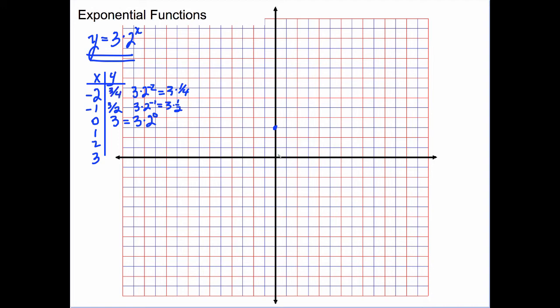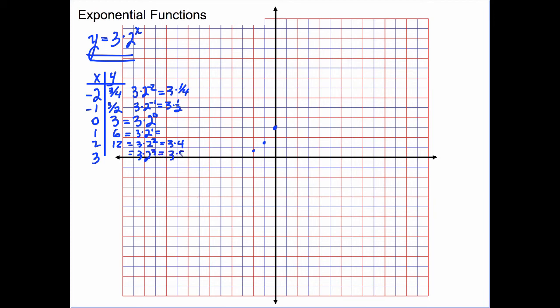So let's graph those 2 points. That'll be negative 2, 3/4, and negative 1, 3/2. Now let's go to the positive side. We have x equals 1, so y equals 3 times 2 is 6. X equals 2, so y equals 3 times 2 squared, that's 3 times 4 is 12. And when x equals 3, this is 3 times 2 to the third, 3 times 8, which is 24.